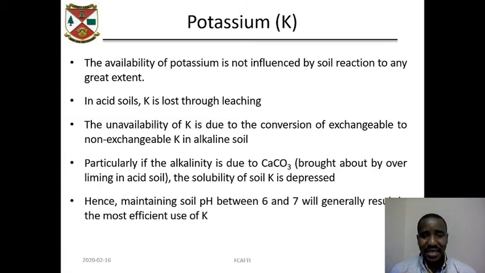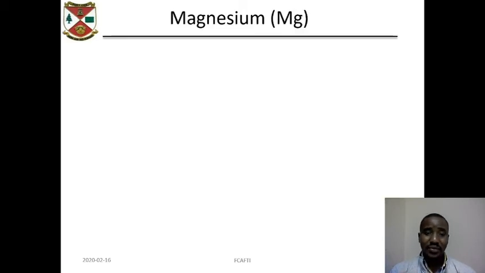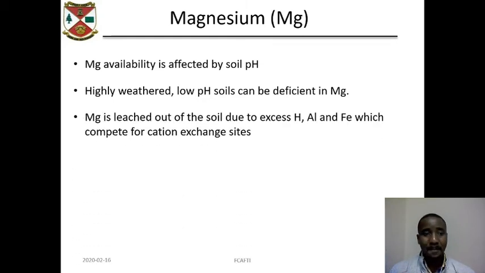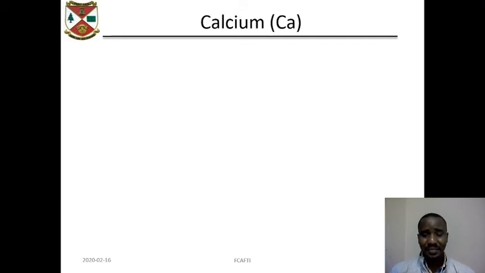Hence, maintaining soil pH between 6 and 7 will generally result in the most efficient use of potassium. Now let us look at magnesium, which is a secondary macronutrient. Magnesium availability is affected by soil pH. For example, in highly weathered soils, low pH can be deficient in magnesium. Magnesium is leached out of the soil due to excess hydrogen, aluminum, and iron, which compete for cation exchange sites.